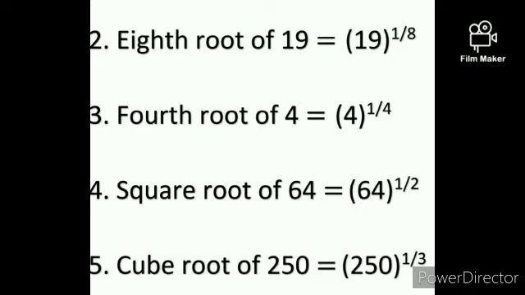Cube root of 250. So 250 in the bracket, which is your base. Cube root, that is 1 upon 3, that will be your index. So 250 raised to 1 upon 3.